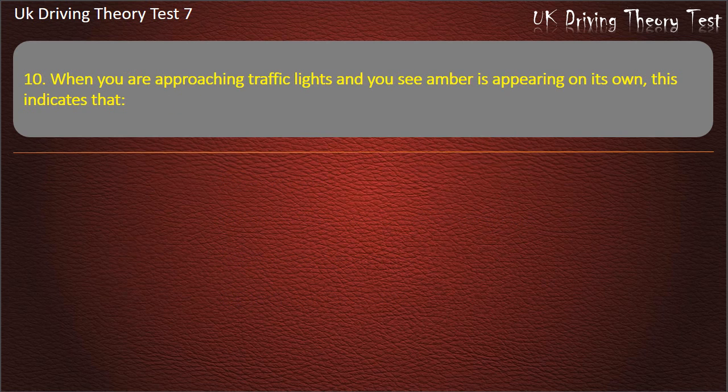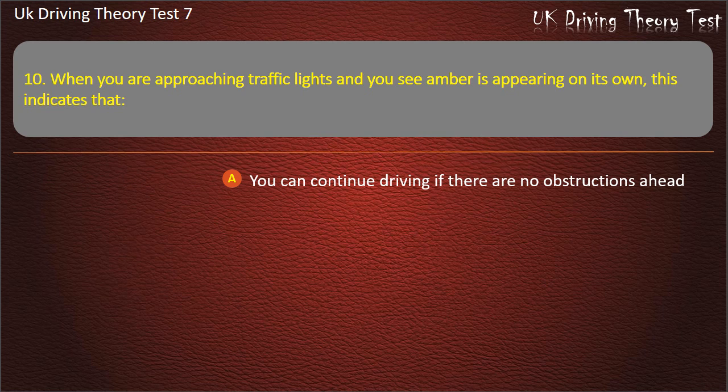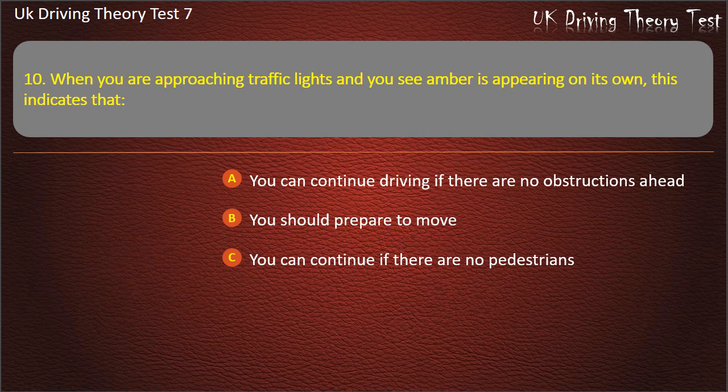Question 10. When you are approaching traffic lights and you see amber appearing on its own, this indicates that you can continue driving if there are no obstructions ahead. You should prepare to move. You can continue if there are no pedestrians. You need to come to a halt at the stop line. Answer. You need to come to a halt at the stop line.